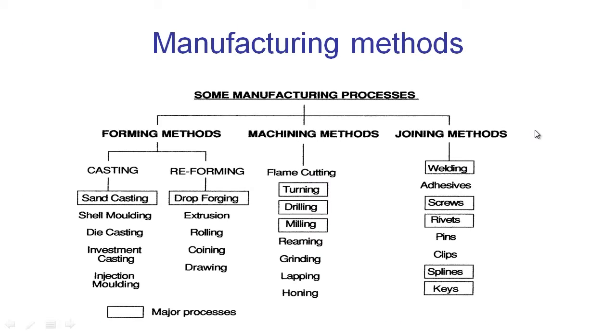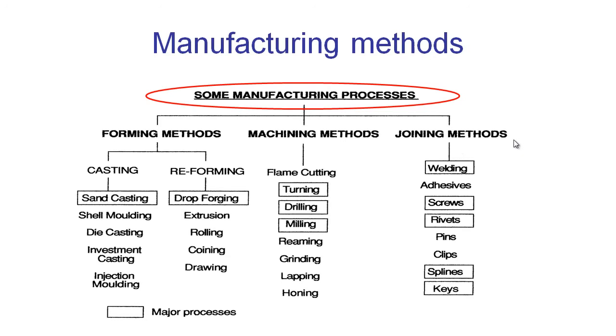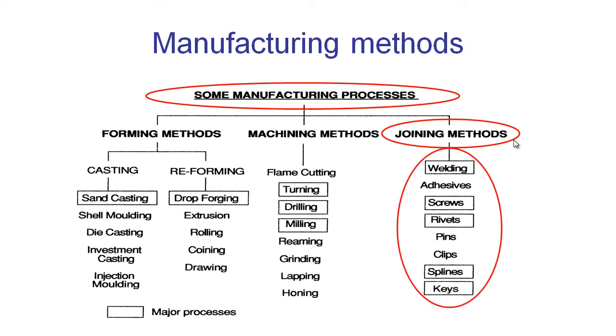Let's start by taking a look at the overall chart that captures most of the manufacturing methods in the different categories. So we have forming methods over here, the main one being sand casting. We have machining methods, including turning, drilling, and milling. And in this series of videos, we're going to take a look at the joining methods, which might include things like welding, screws, rivets, splines, and keys. These ones down here.